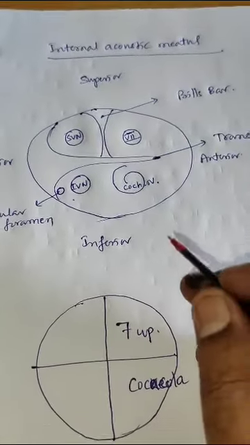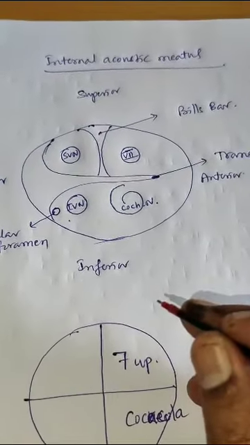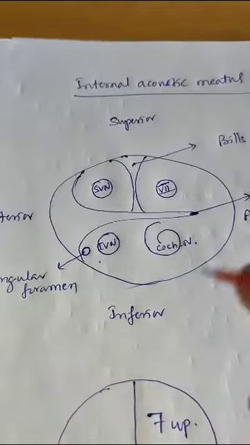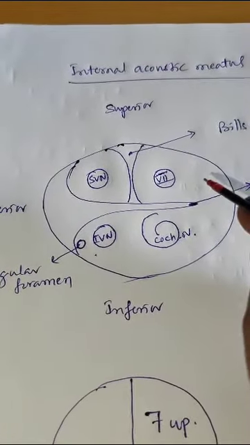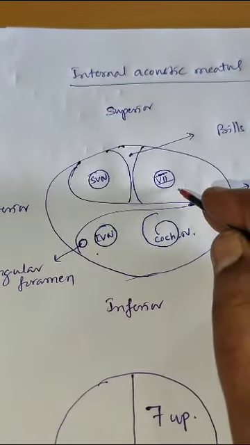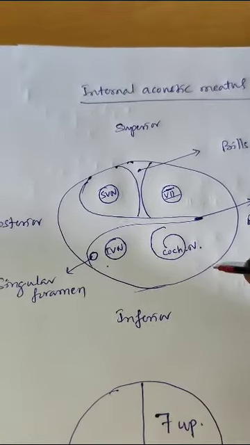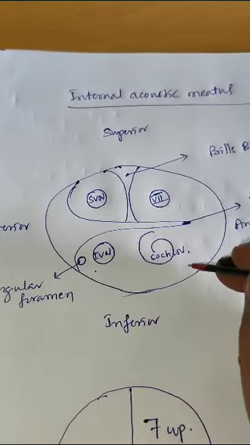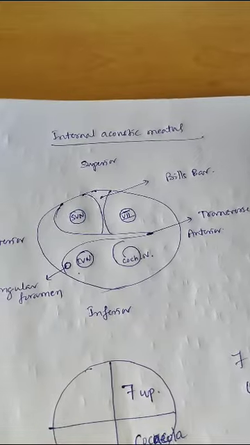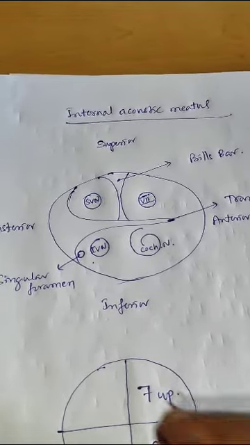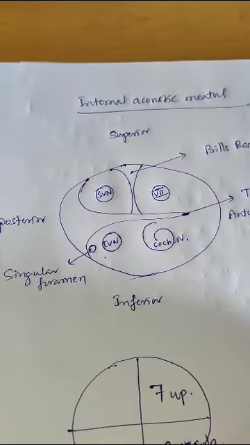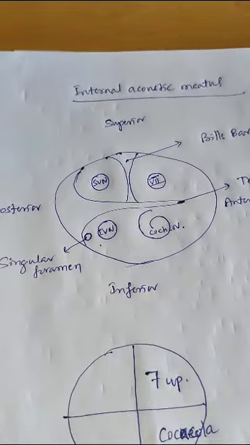So just to remember, not to confuse between the 7th and 8th cranial nerve, we can remember "7 up". 7 up means the 7th cranial nerve is in the superior compartment, and the 8th cranial nerve down, Coca-Cola down or Coke down. That's how we can remember the structures passing through the internal auditory meatus. Apart from this, we have labyrinthine vessels also passing through the internal auditory meatus.